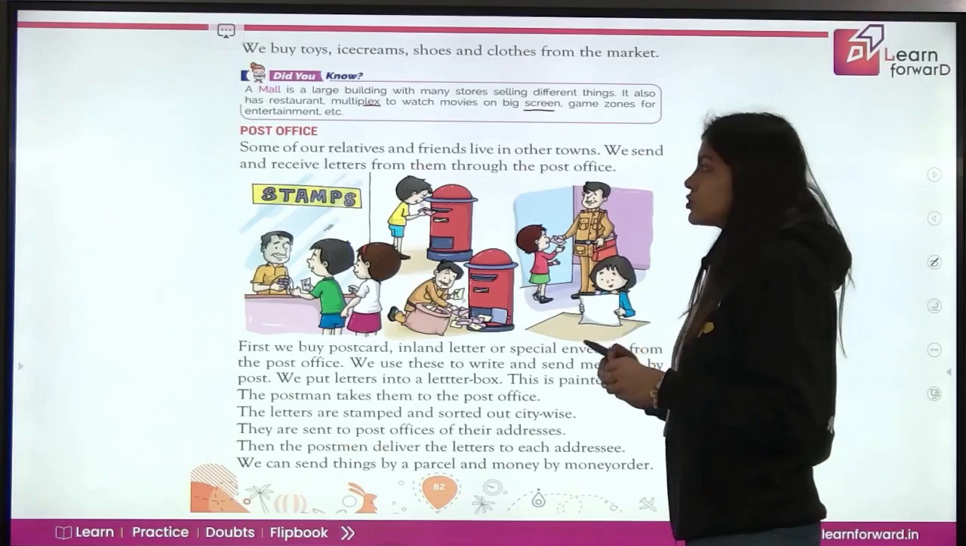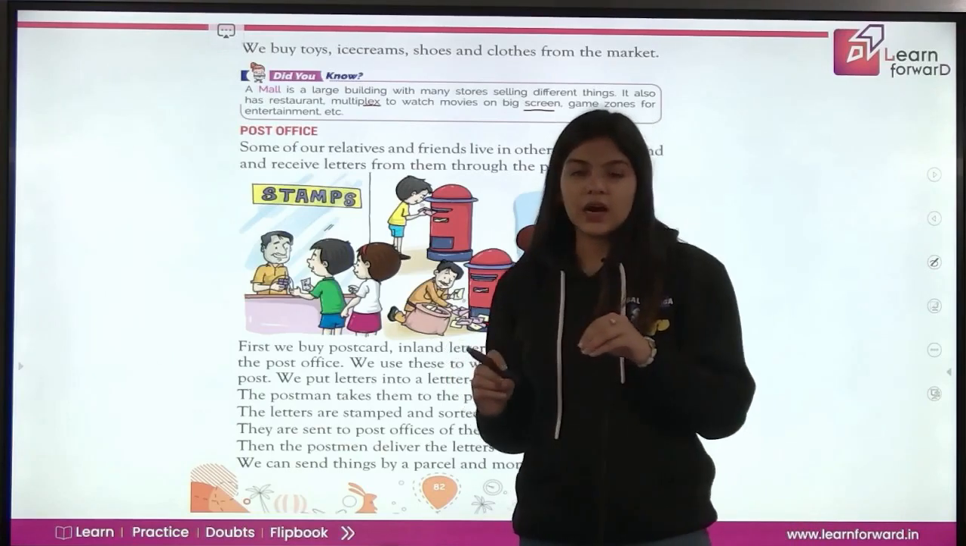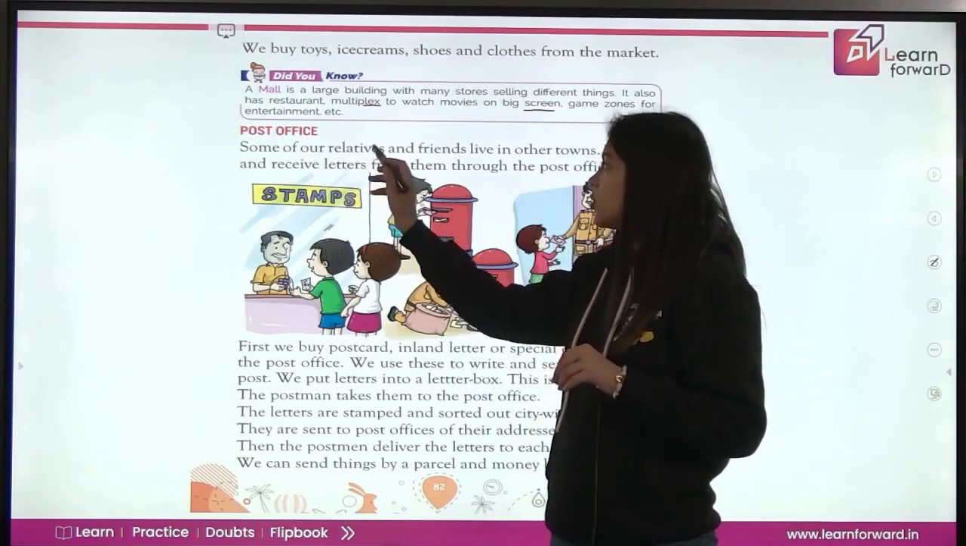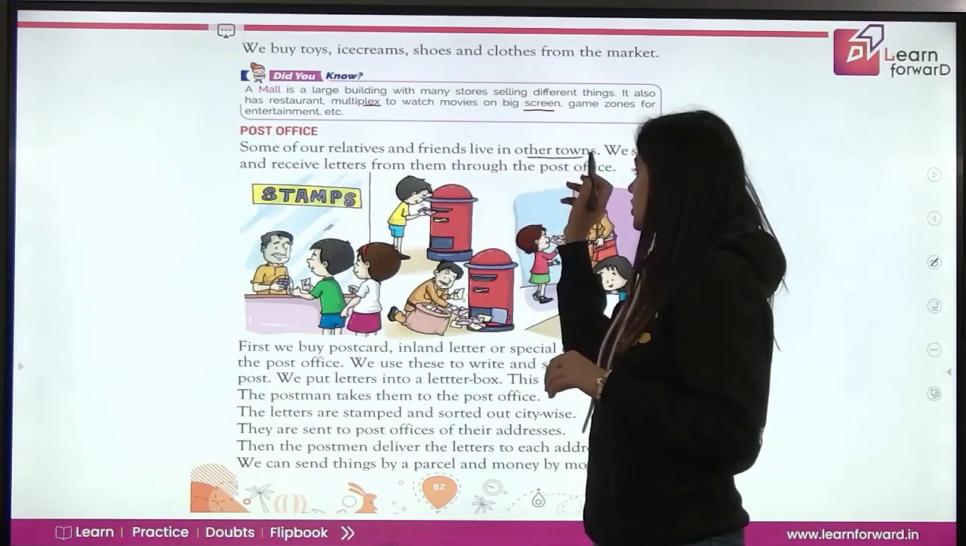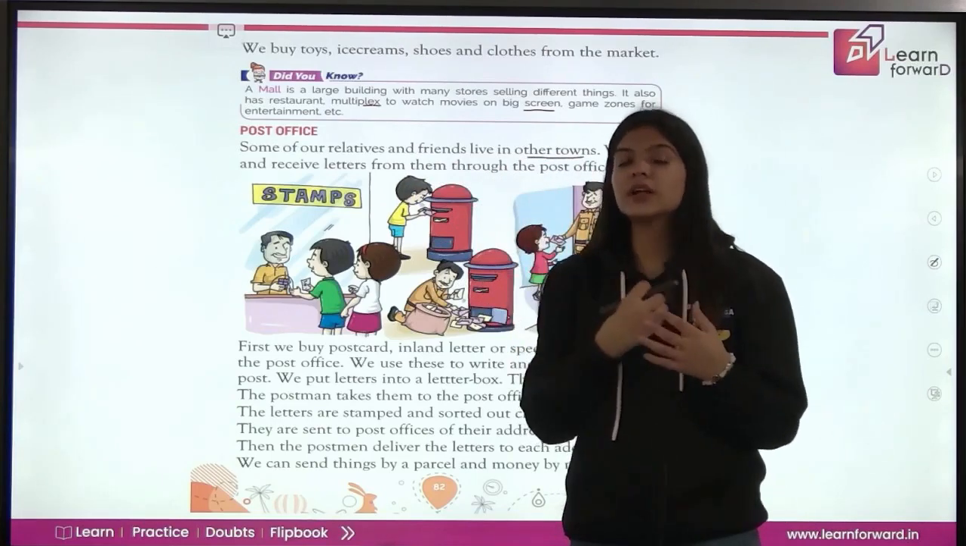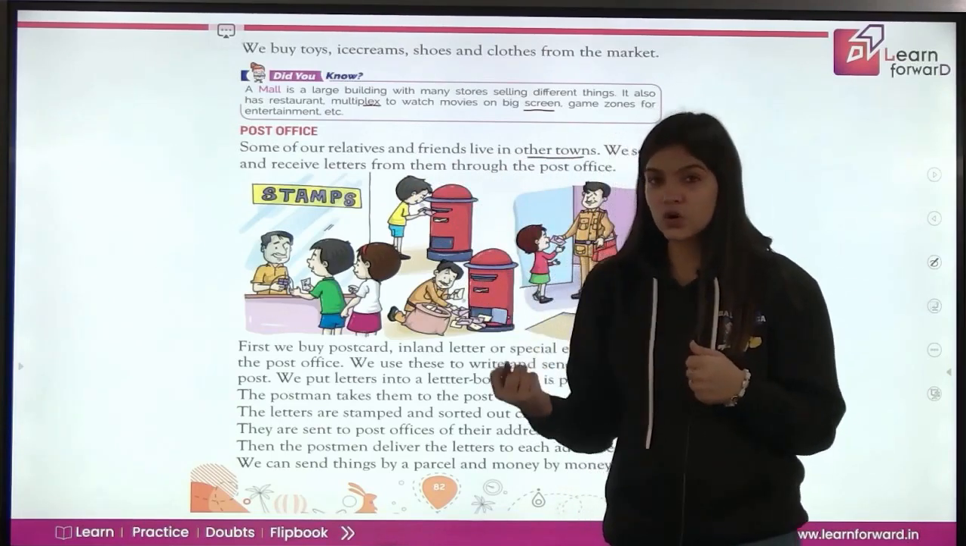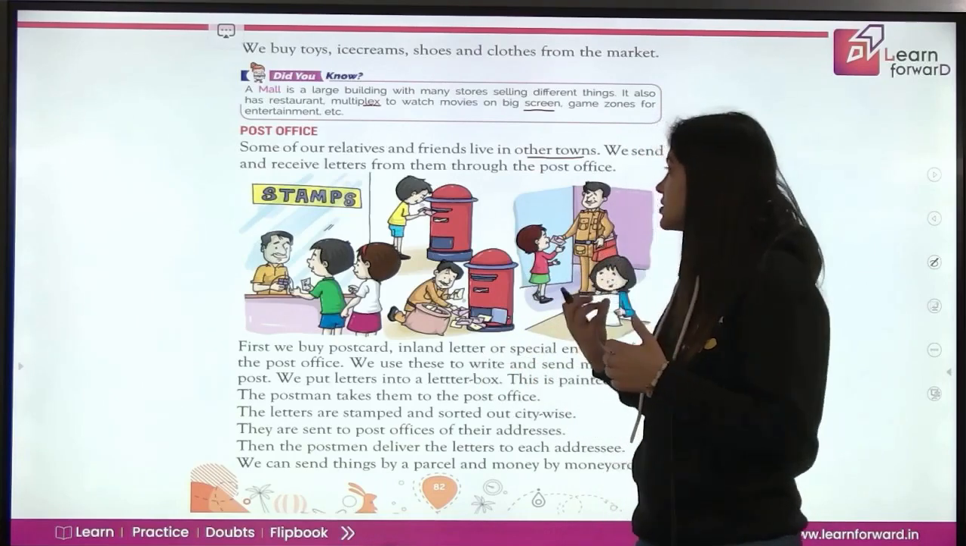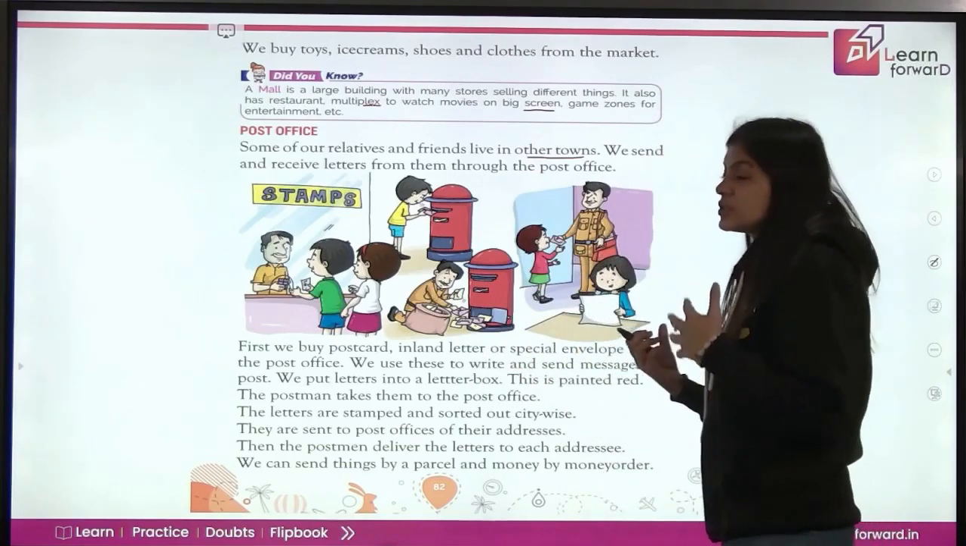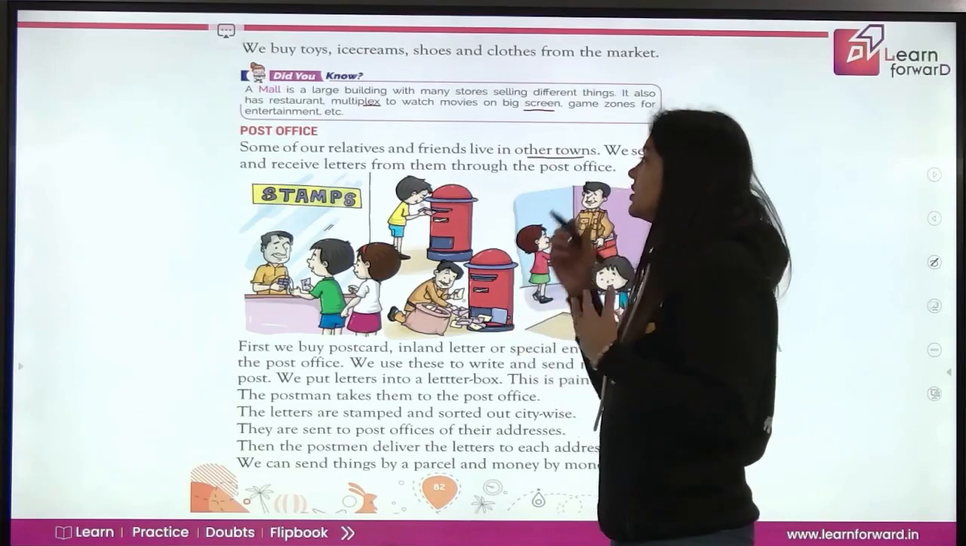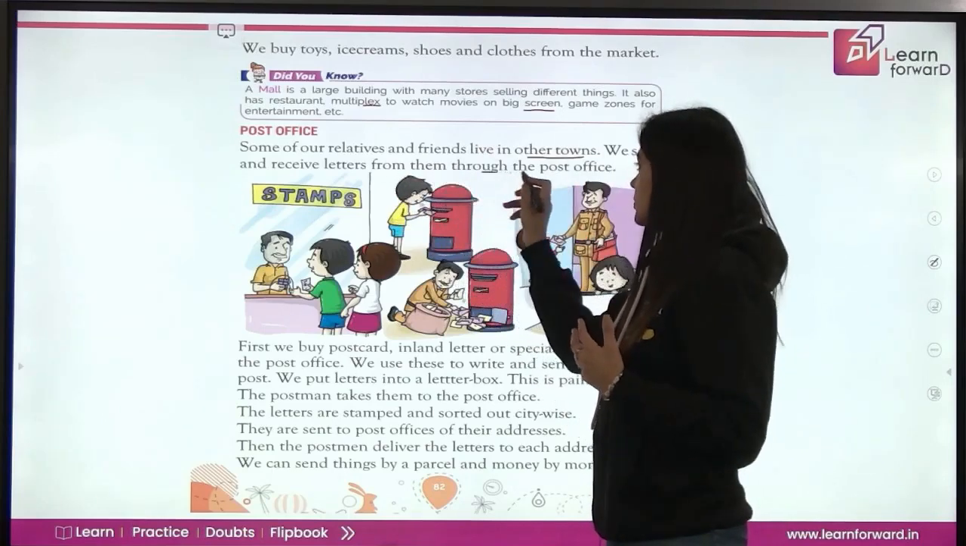Now, post office. So every area has post office. Some of our relatives and friends live in another town. So there are people, your relatives, your friends who might be living in another town, not in the same town where you live. So हम उनसे कैसे communicate करते हैं? We send and receive letters from them through the post office.